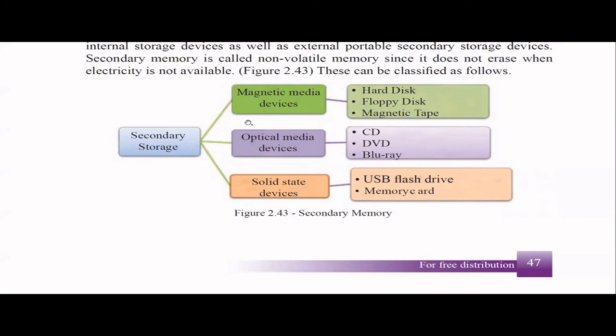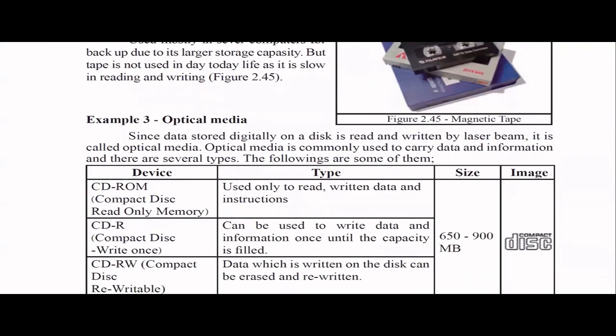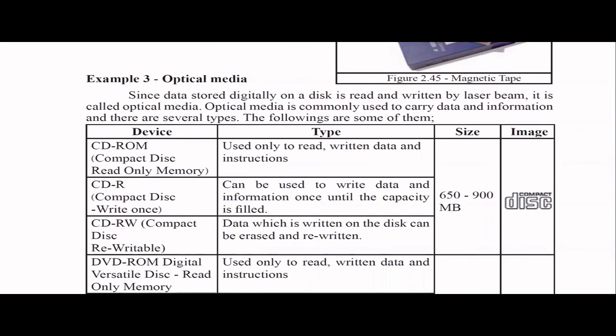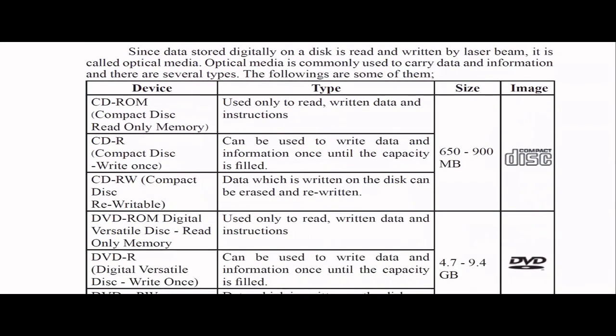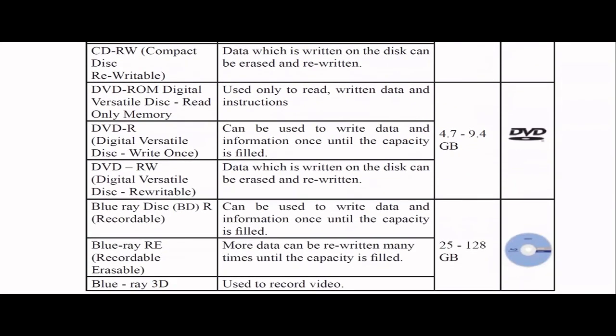And then comes the second category, optical media devices. CDs, DVDs, and Blu-rays come under this. Here, this is not the actual example 3. This is the optical media, the second category. Here, the data is stored digitally on the disk, right? Using a laser beam, you can read and write. But it differs, and you have different types. Basically, we have CDs, DVDs, and Blu-ray, right?